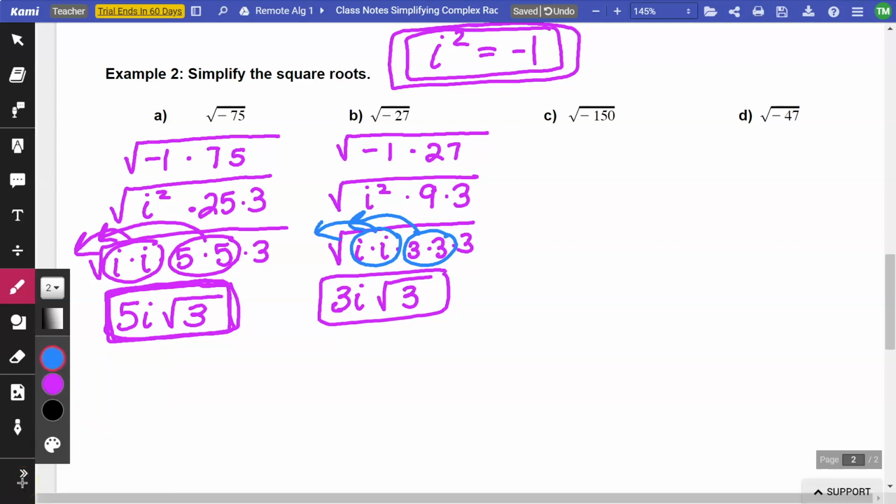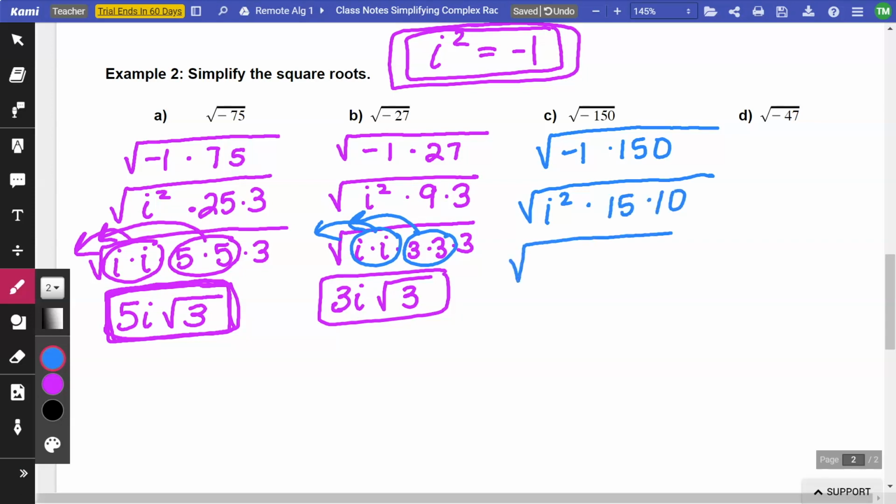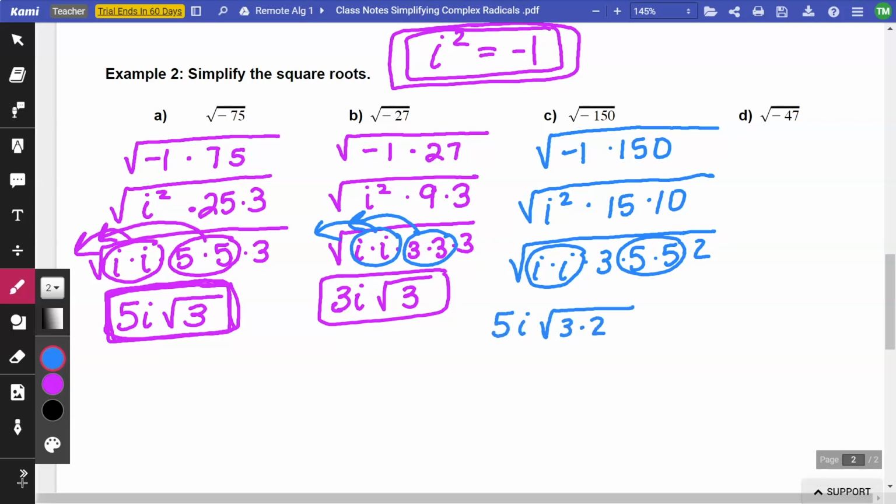So in part C, you probably rewrote negative 150 as negative 1 times 150. You replace negative 1 with i squared. And then 150 is 15 times 10. i squared is really i times i. 15 is 3 times 5. And 10 is 5 times 2. I have a group of 2 i's and a group of 2 5's. So we bring out 5i, and we're left with that 3 times 2, still under the radical, and 3 times 2 is 6. So our final answer is 5i root 6.